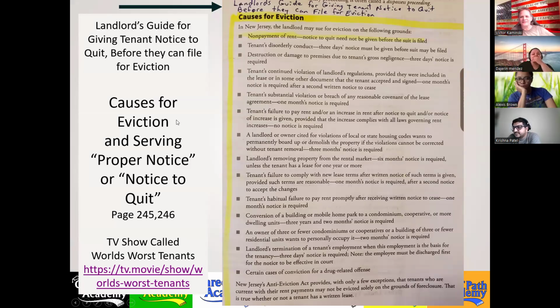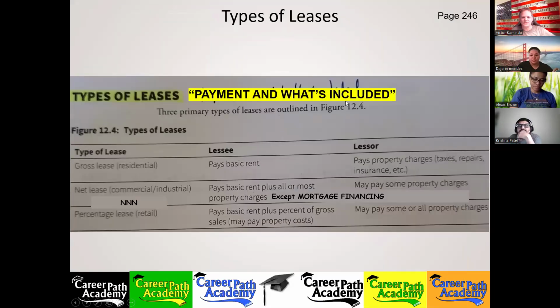All right. So you guys have these notes all highlighted in that little note, right? Nothing you need to study for exams here except for the non-payment of rent in the case of filing for eviction for non-payment of rent. No notice to quit is required for that. Now we're going to go over types of leases on page 246.